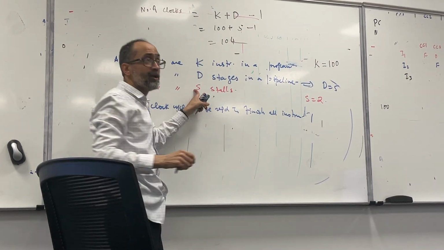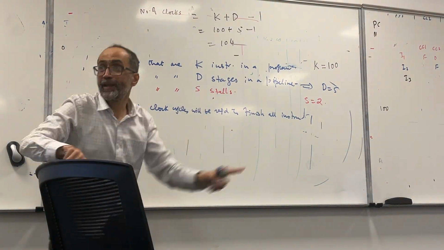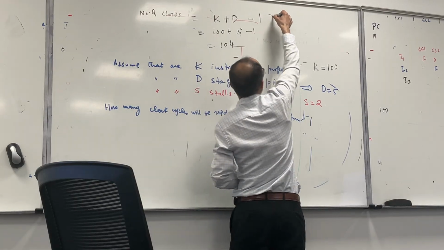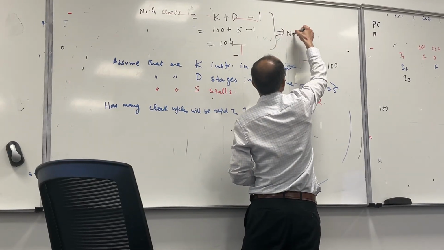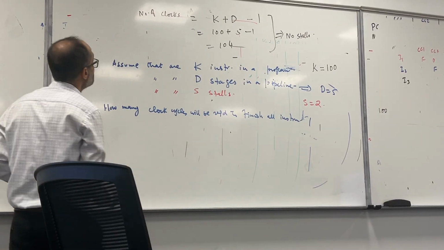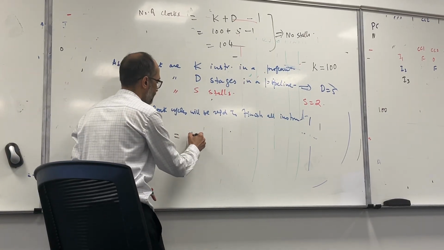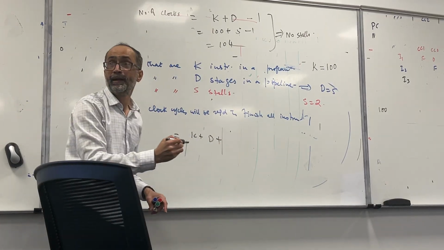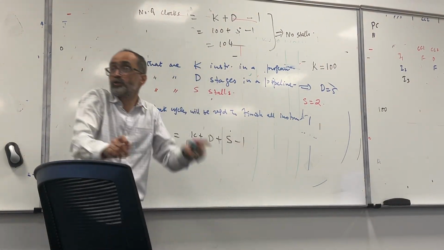But now we have how many stalls? S stalls. We can include S here. So in the previous case we assumed that there are no stalls. And if there are stalls, what will be the number of clock cycles? Help me. K plus D plus S minus 1, because S is the total number of stalls.